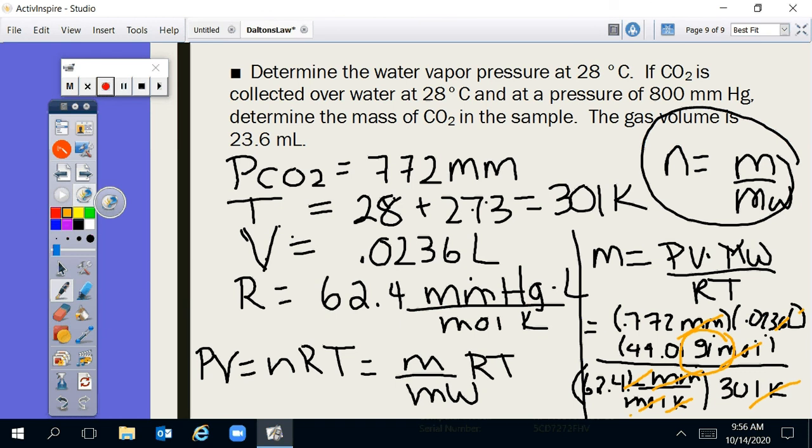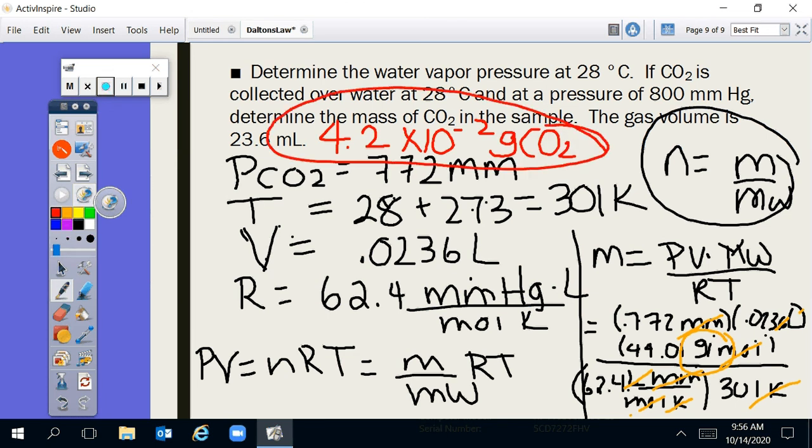When I multiply everything on top and divide everything on bottom, I end up with my answer being, I'm going to write it right at the top, 4.2 times 10 to the negative second grams of carbon dioxide. And that is the answer for this problem.